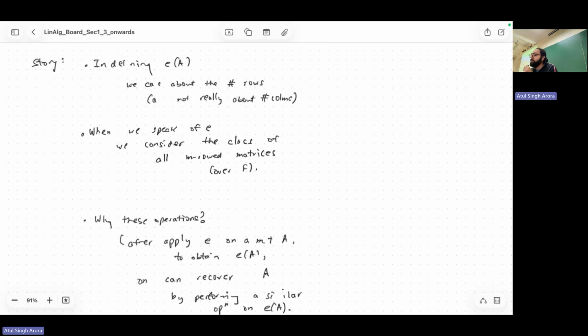When we speak of E, we consider the class of all... Where did I write it? In the class of all M-row matrices. Yeah, sorry. Thank you for asking.